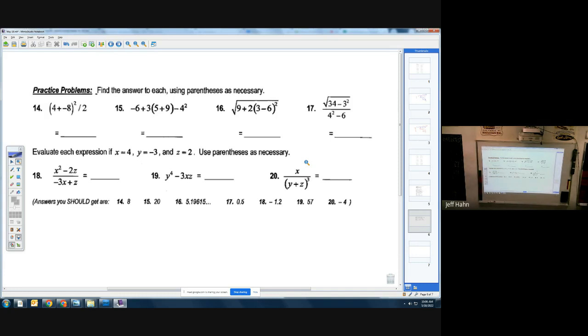The slash is the same as the division sign, ladies and gentlemen.